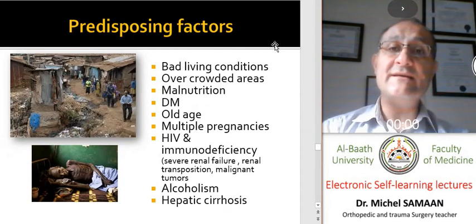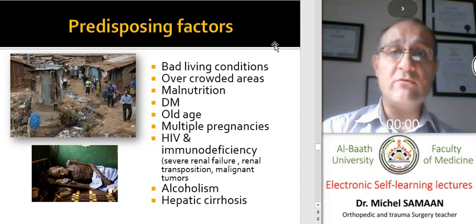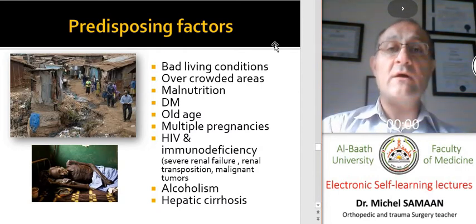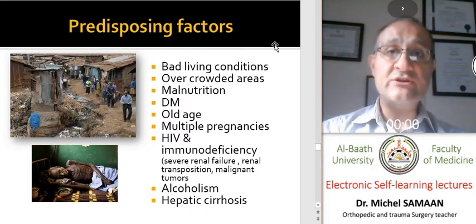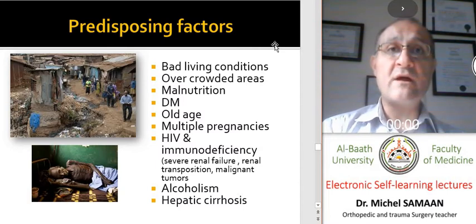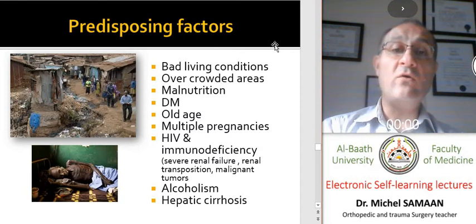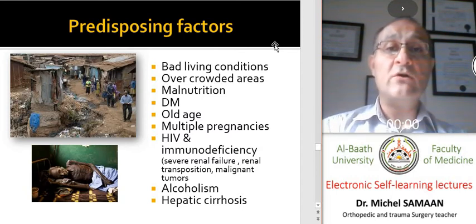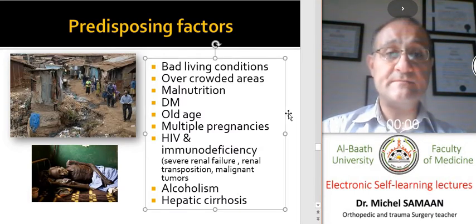Tuberculous infection is not the infection of healthy people. These patients usually come with a bad general situation, bad living conditions, overcrowded areas, malnutrition, diabetes mellitus, old age, or other predisposing factors that deteriorate or lower the patient's defenses.